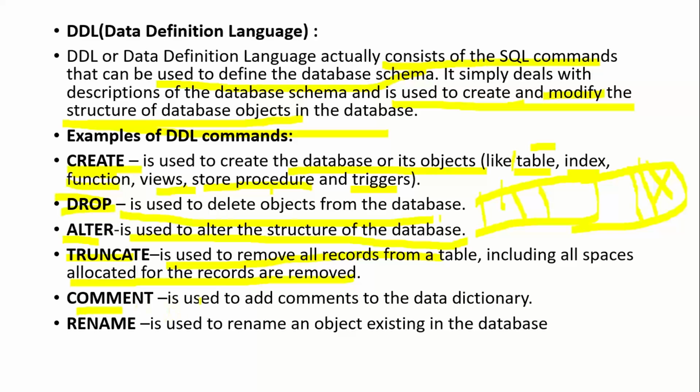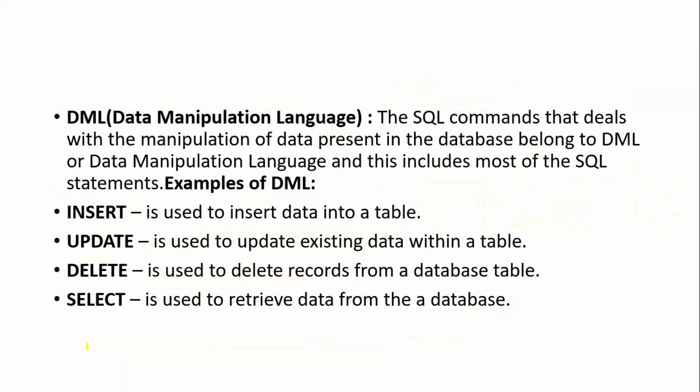Next one is comment. So you can add comments in the data dictionary. Already we have discussed what data dictionary is. You can add some comments in the data dictionary with the help of this comment command. And rename, you can change the name of an already existing object. Again, object means table, index, views, procedure, function, trigger, anything. You can change the names by using this rename command.